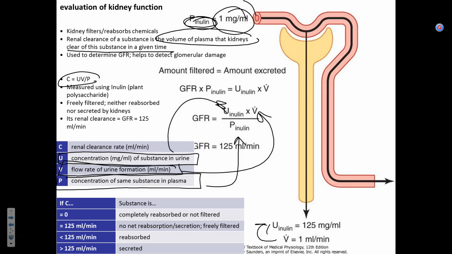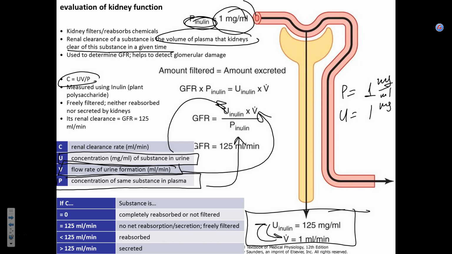That's actually should be opposite. The numbers here are a bit mixed up. Okay, numbers themselves. So if P is 1 milligram per mil and the U is 1 milligram per mil, make sense? Then, and the GFR, normal GFR, is 125 mils per minute. Then renal clearance for inulin is going to be 125 milliliters per minute.